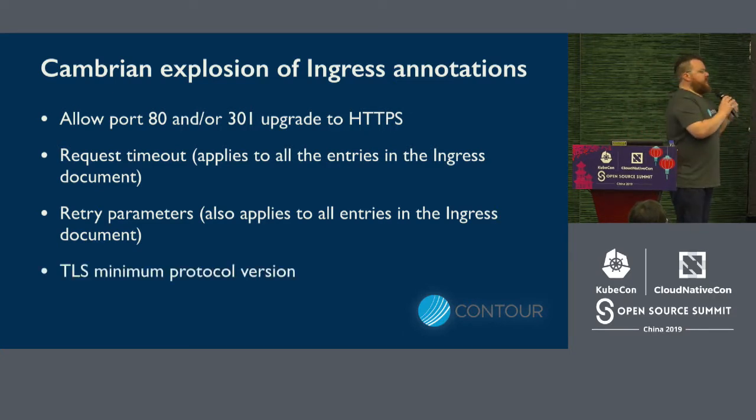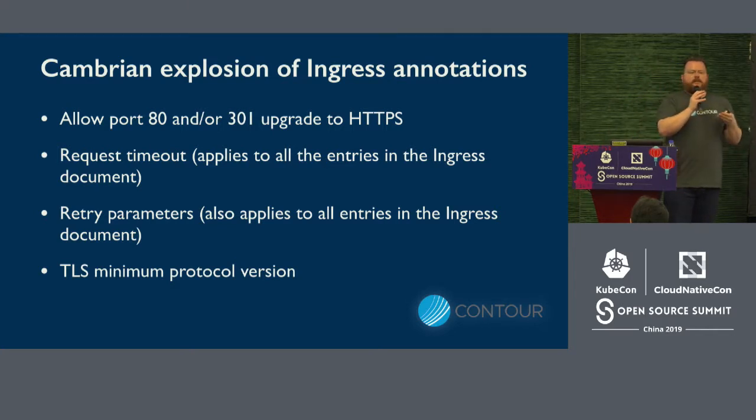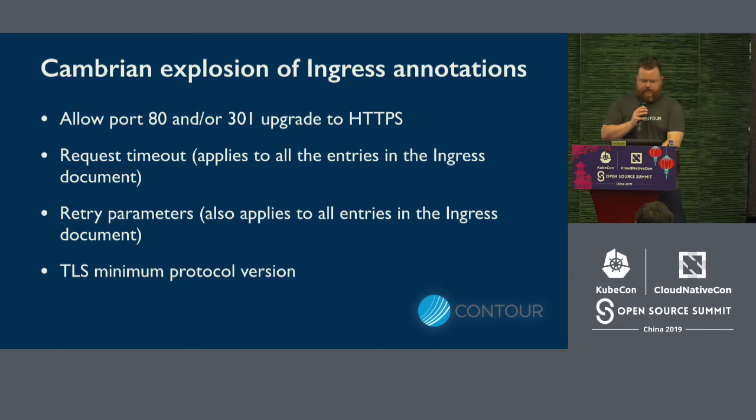But this argument breaks down when we talk about properties that apply to the virtual host itself. Like, for example, what is the minimum TLS version that this website will accept? Say your company has a policy, you only accept TLS 1.1 or higher. So that means, how are we supposed to interpret this annotation?